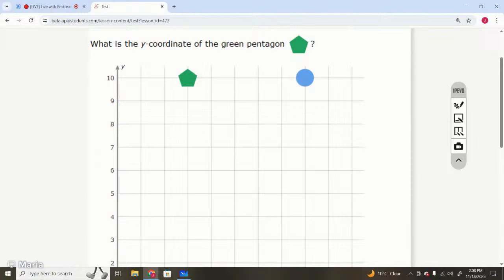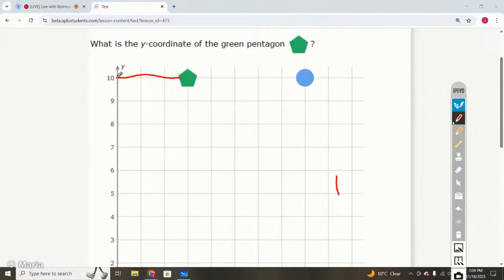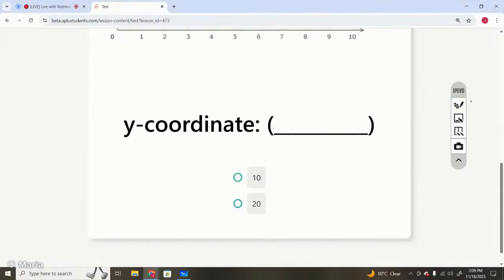What is the y coordinate of the green pentagon? Here is the green pentagon. Just match it to the y axis, so it would be 10. The correct option is 10.